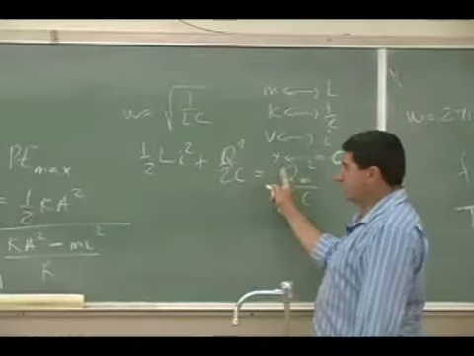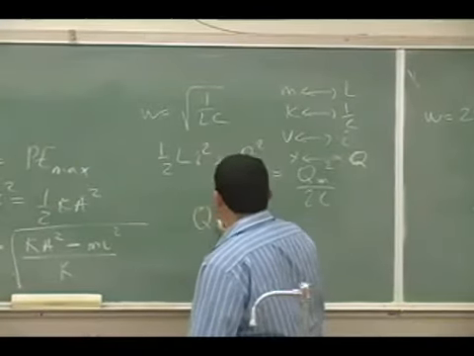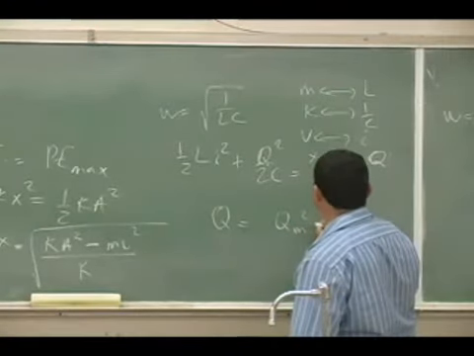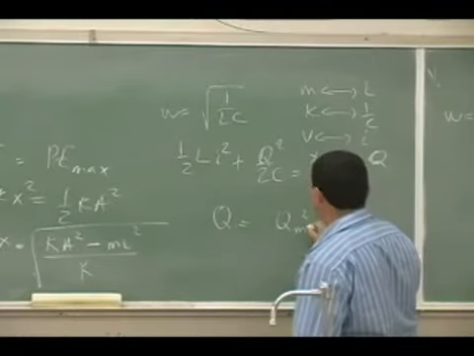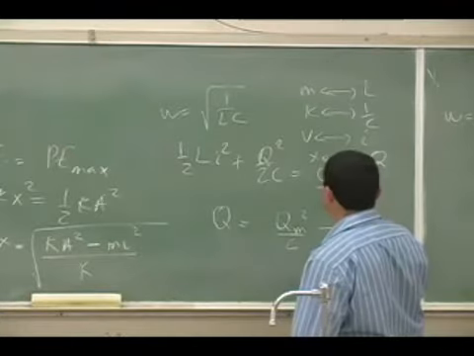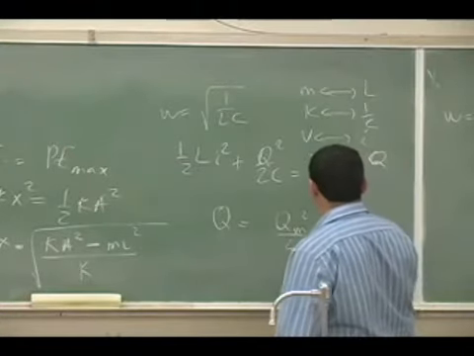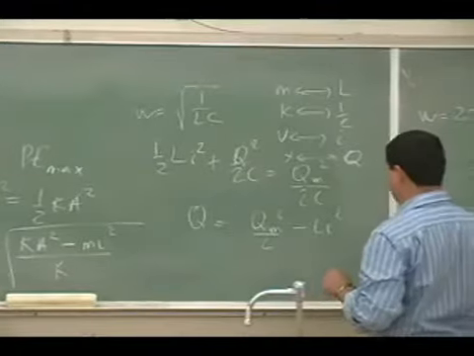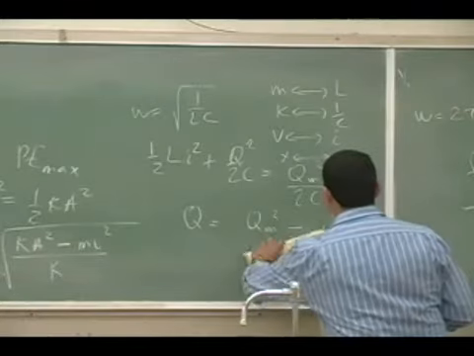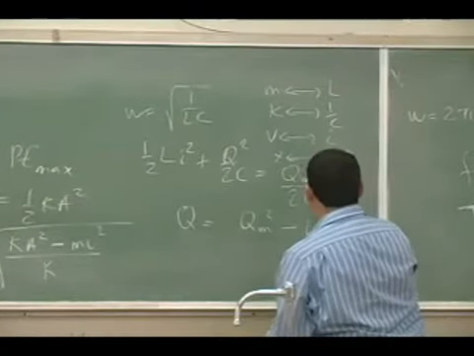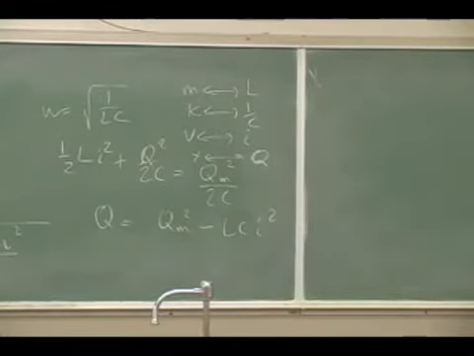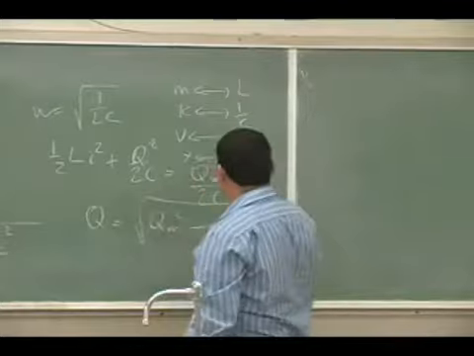Either way, you know. So I could solve it for Q, and I can say Q is equal to Q max squared over C minus L I squared, okay, and then multiply everything by C. So here's what it'll look like. It'll look like LC, and then square root of that.